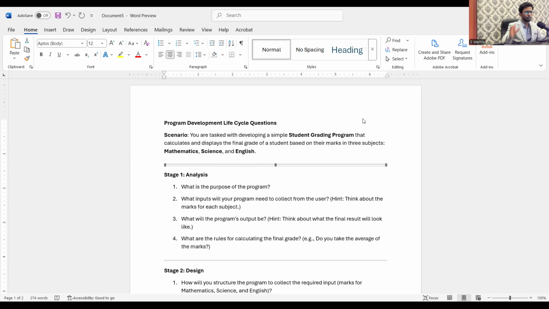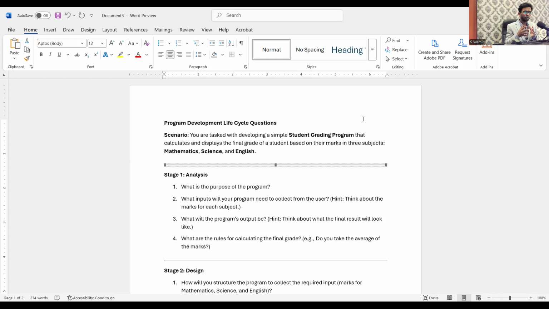But even before creating it, we will be using the PDLC, the program development life cycle. Within this scenario, I have broken it down into four stages, and within those four stages, I have given you a set of questions. What I'm expecting from all of you is that you reply to me regarding these, and those answers do not have to be too long. For example, one line, two lines, three lines is more than enough. Just deliver them properly.